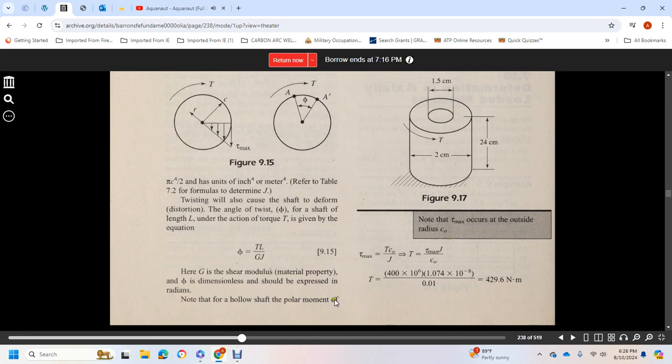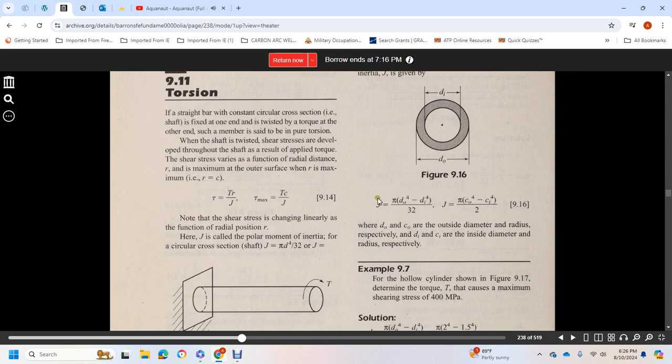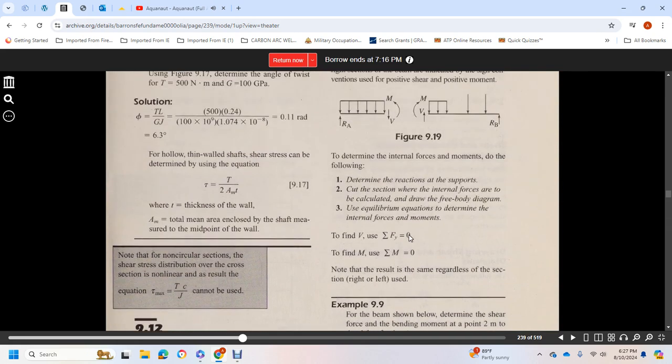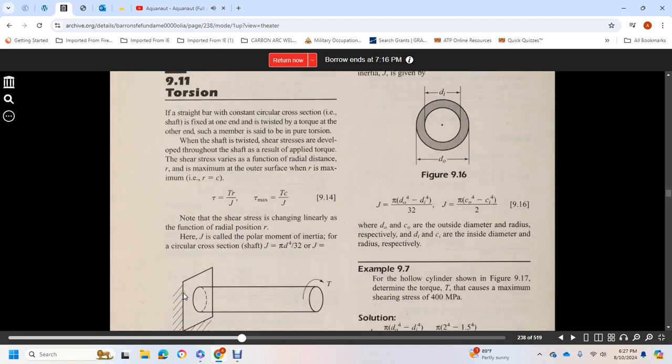Note that for a hollow shaft, the polar moment of inertia J is given by an equation where d0 and c0 are the outside diameter and radius respectively, and d1 and c1 are the inside diameter and radius respectively. Also note that for a non-circular section, the shear stress distribution over the cross section is nonlinear, so the equation for tau max equals T c over J does not apply.